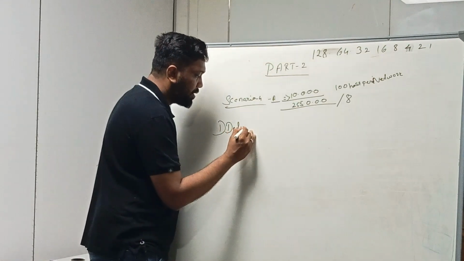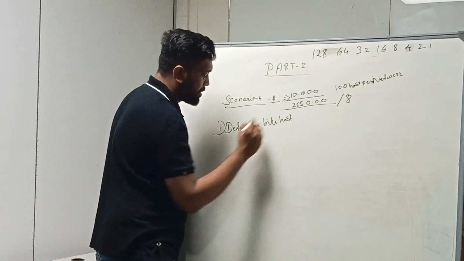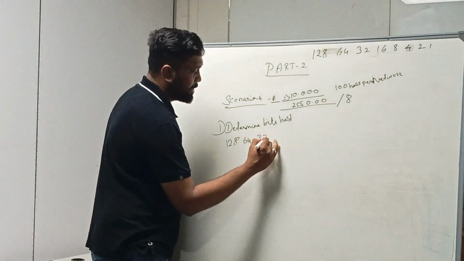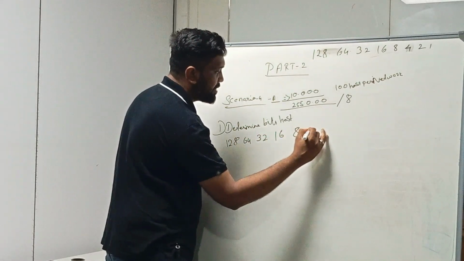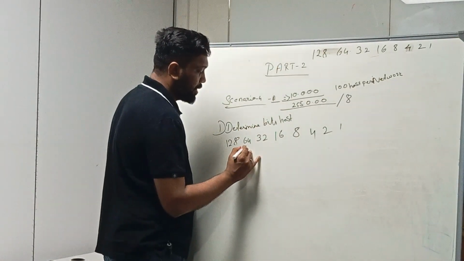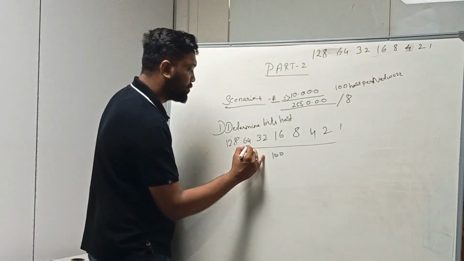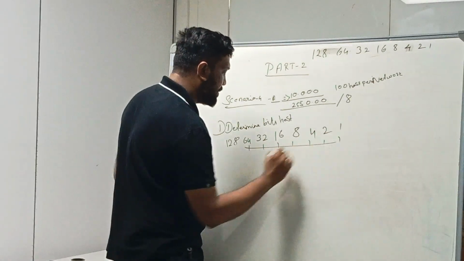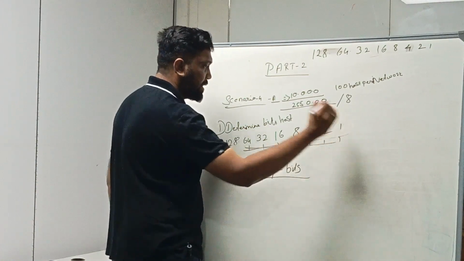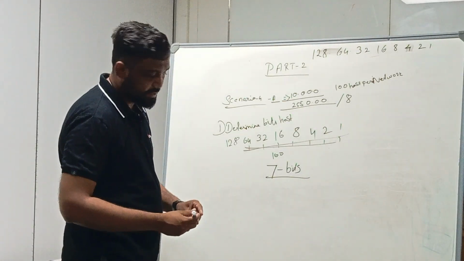Determining bits for hosts: 128, 64, 32, 16, 8, 4, 2, 1. We need 100. If we calculate using all of these, we will definitely get 100. So let us count: 1, 2, 3, 4, 5, 6, 7 bits. We are reserving 7 bits for hosts. From this, we are definitely going to get 100.